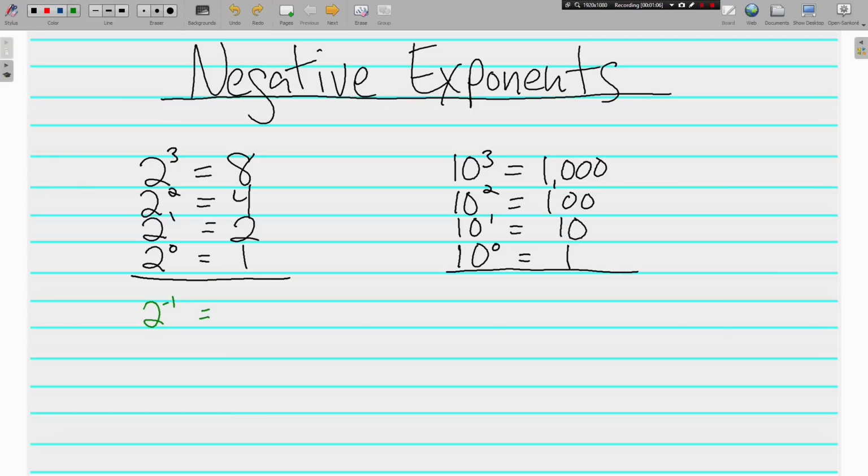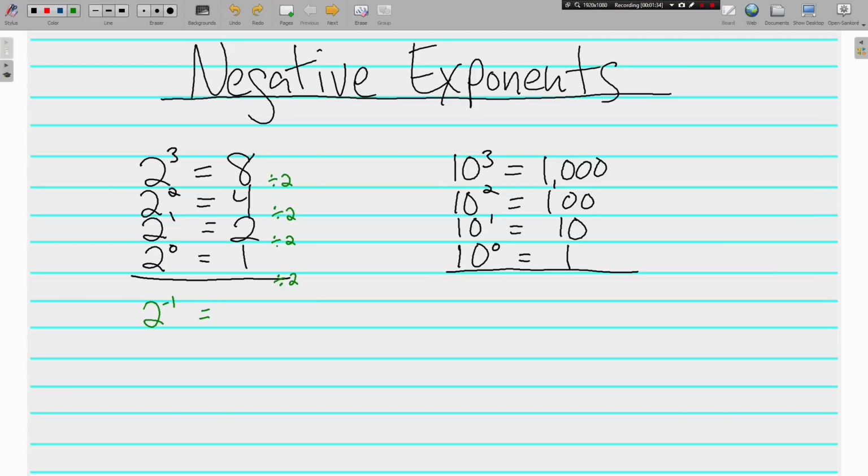What's happening as we go down? Well, how do you get from 8 to 4? You divide by 2. How do you get from 4 to 2? You divide by 2. How do you get from 2 to 1? You divide by 2. Alright? 2 is the base, and so every time that we go down an exponent, the answer is being divided by 2.